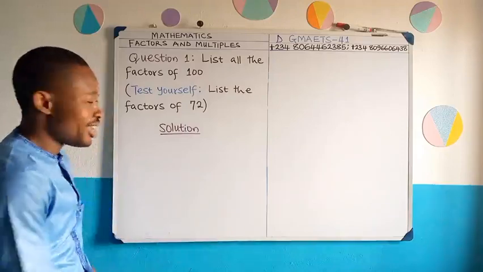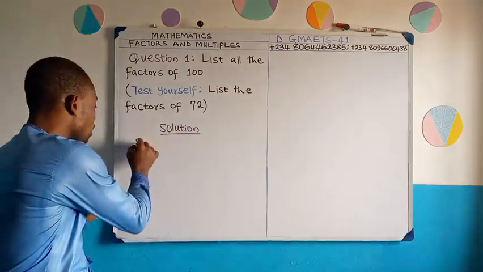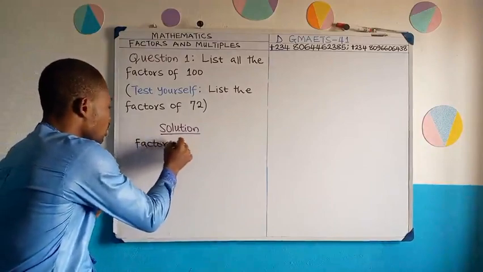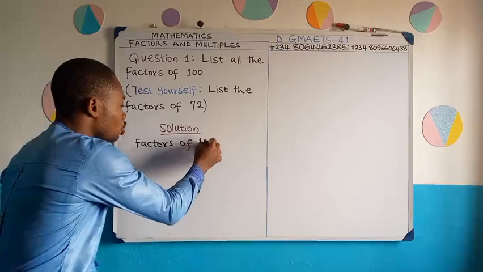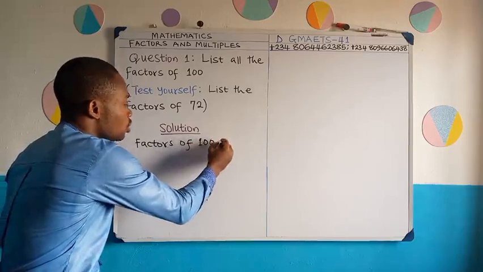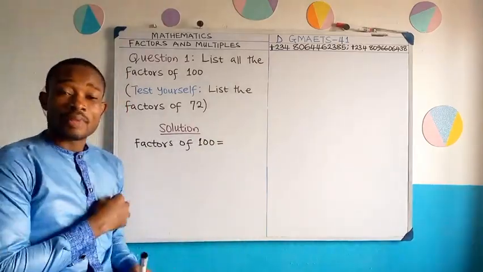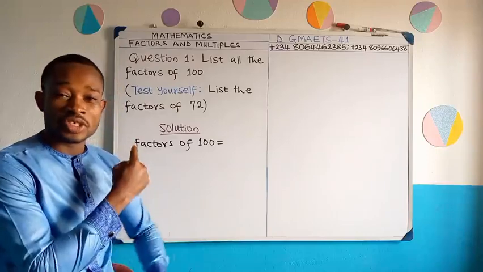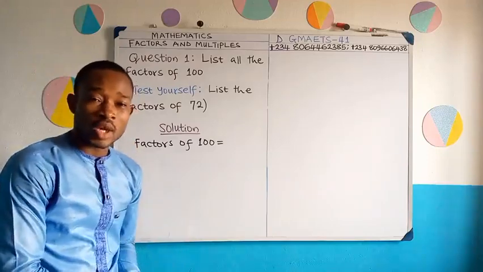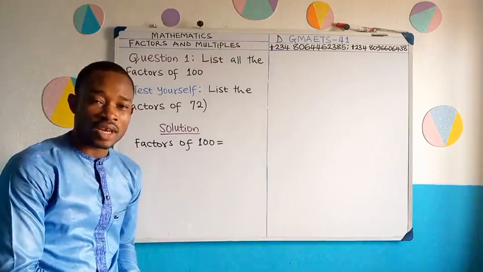Are you ready? Okay, so I'm going to write factors of 100. This is going to be equal to, we are going to start from 1. Remember I told you in the introductory video to this topic that 1 is a factor of every number, and then every number is a factor of itself.